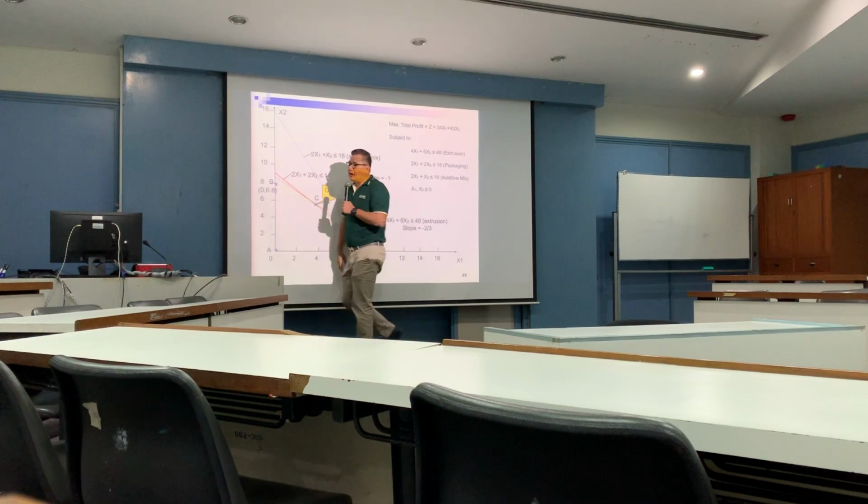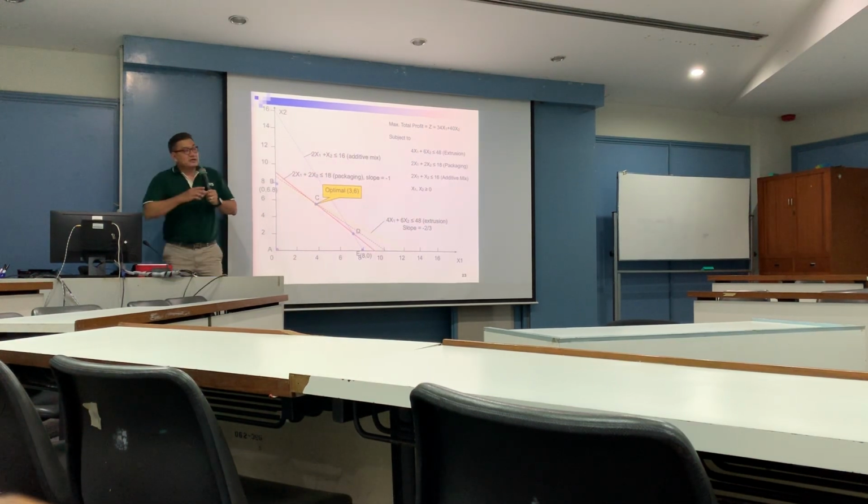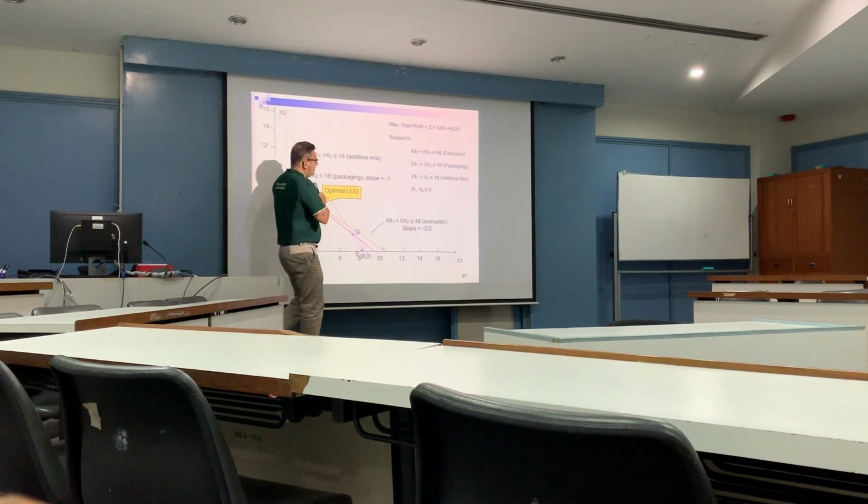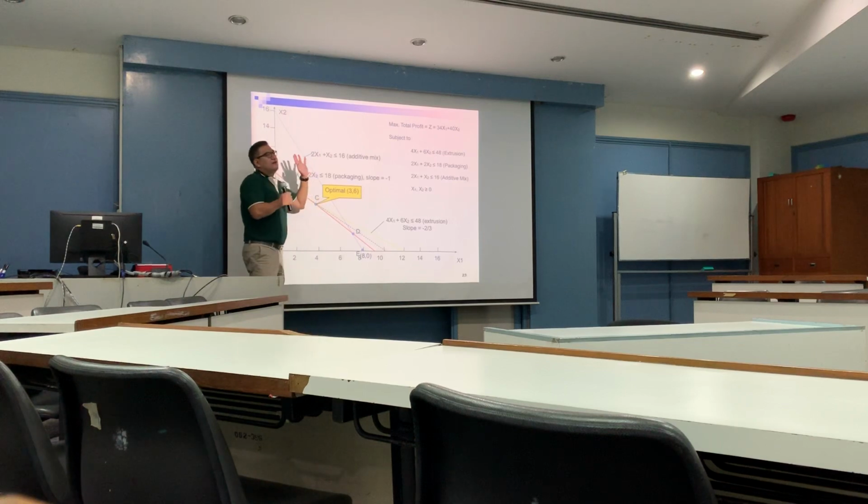So this is what we call the range of optimality. This is the first one of the sensitivity analysis. So the benefit is that, for example here, you do analysis. Okay, finally, at optimal solution X1 3, X2 6.